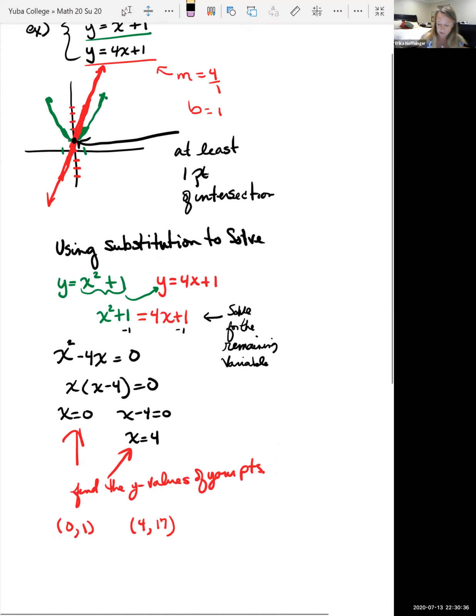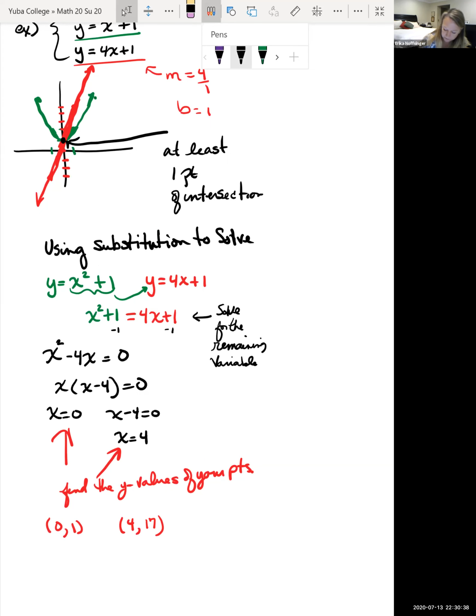And so yes, when we go out a little further, so this is 1, 2, 3, 4. Up here somewhere, this would be a y value of 17.